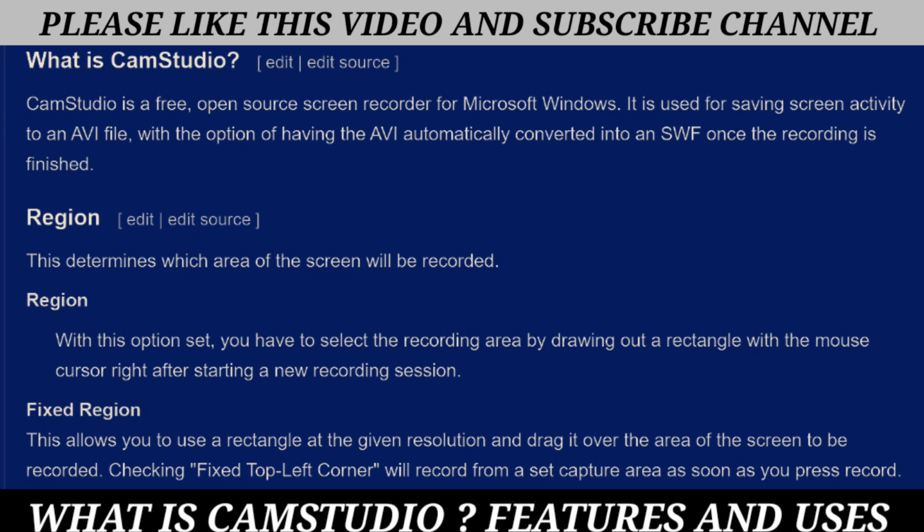This determines which area of the screen will be recorded. Region: with this option set, you have to select a recording area by drawing out a rectangle with the mouse cursor right after starting a new recording session. Fixed region: this allows you to use a rectangle at the given resolution and drag it over the area of the screen to be recorded. Checking fixed top left corner will record from a set capture area as soon as you press record. Fixed top left corner.